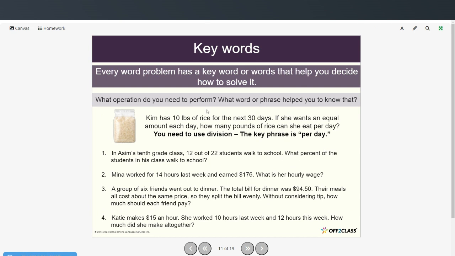Okay, now we're going to talk about keywords. So every word problem has a keyword or words that help you decide how to solve it. So what operation do you need to perform, and what word or phrase helped you to know that?